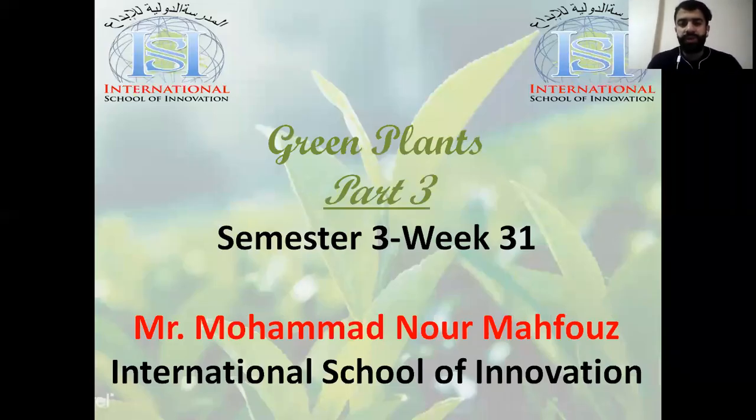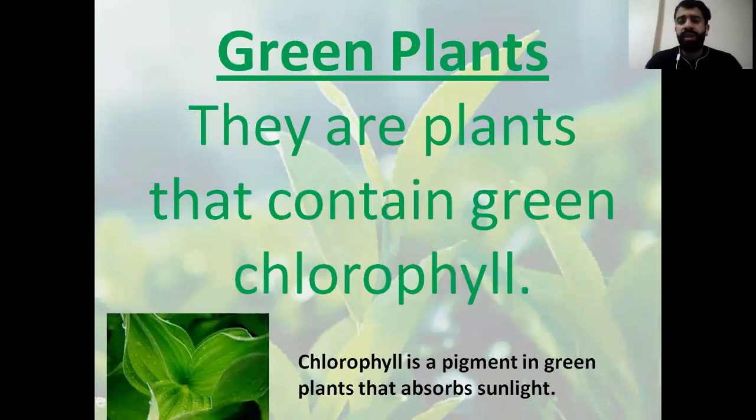In this session, we're going to continue with our green plants as a revision for the previous session. We said that green plants are the plants that contain the green pigment, which is chlorophyll. This pigment absorbs the sunlight, so it has an important role in the absorption of sunlight. All the green plants are called chlorophyllic plants because they have chlorophyll, and non-chlorophyllic plants are non-green plants because they lack chlorophyll.